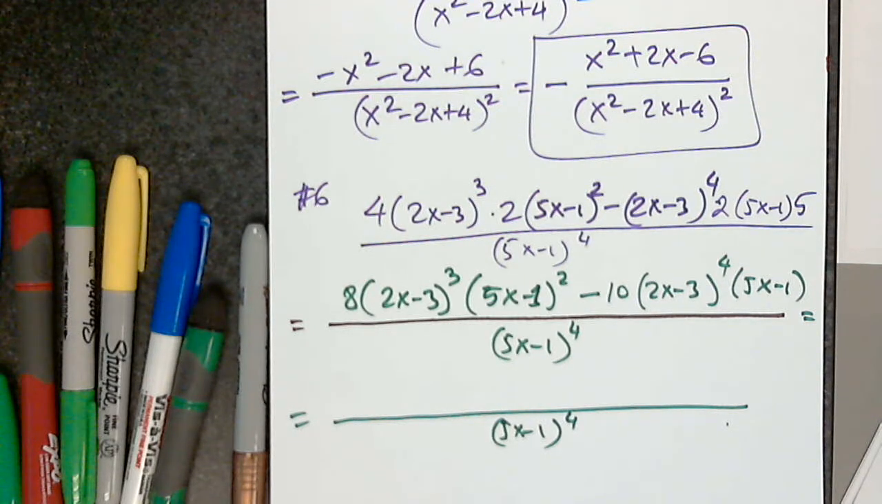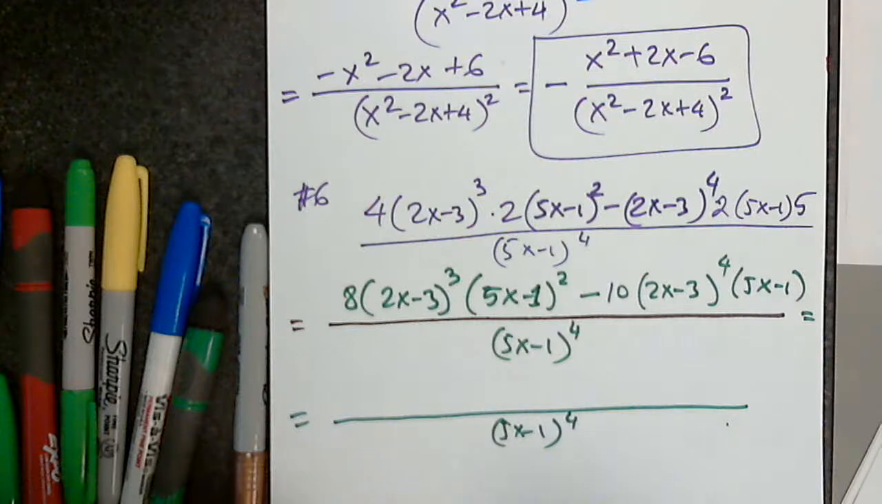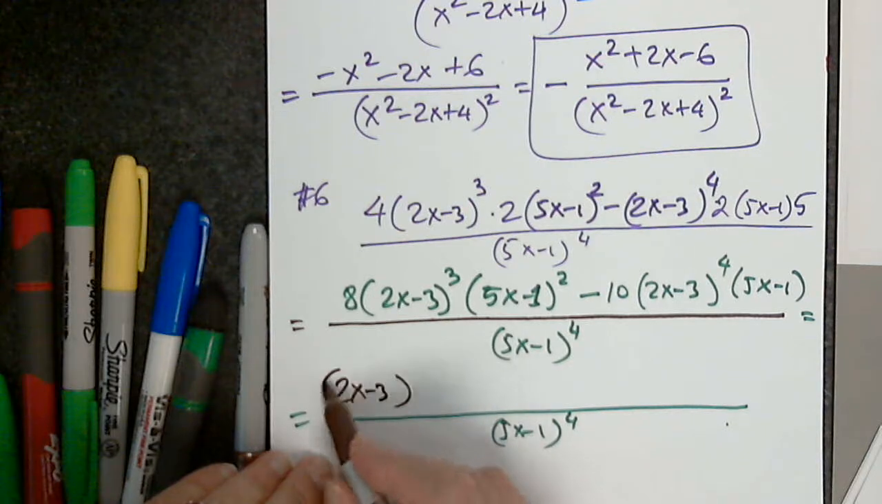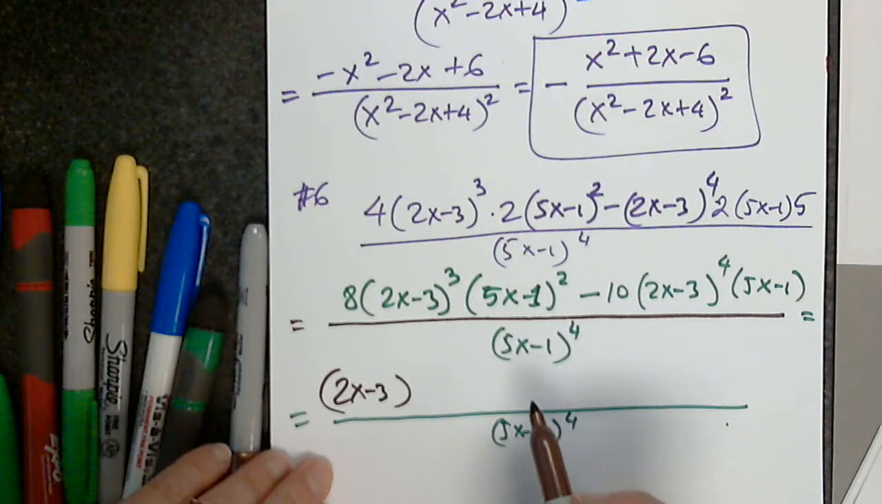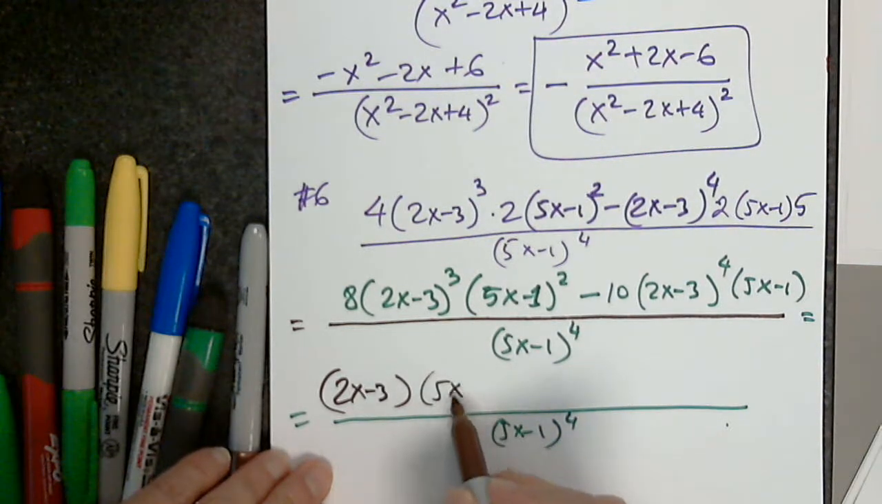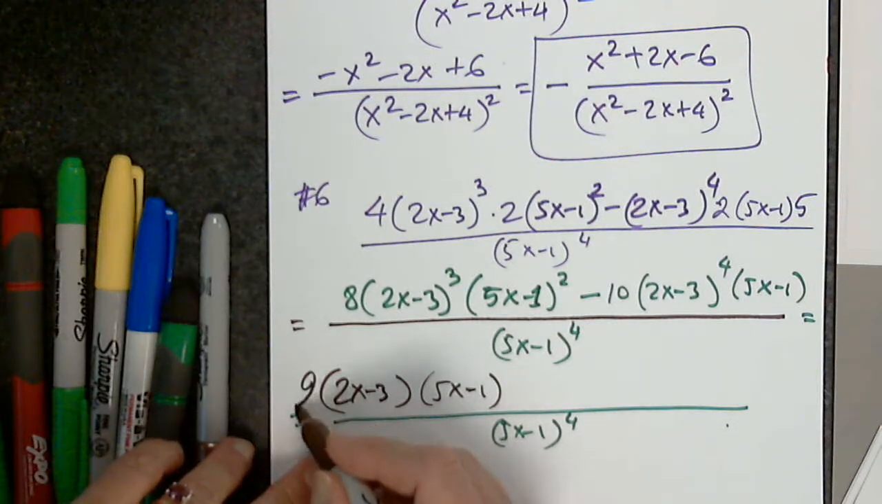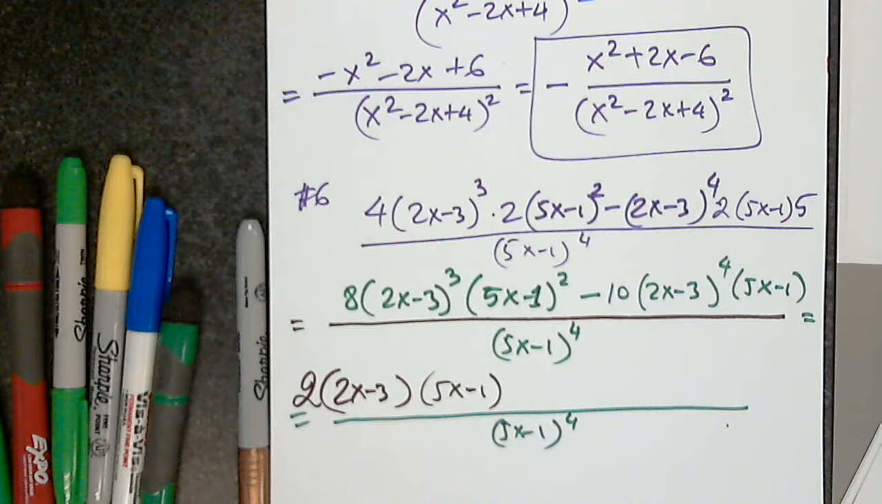So the greatest common factor is 5x minus 1. Let's look again. 2x minus 3, 2x minus 3, and what else? And 5x minus 1. And what else? 2. Very good. 2x minus 3, and 5x minus 1.